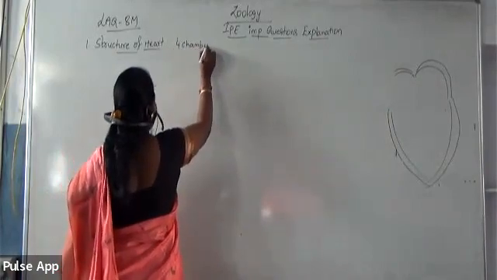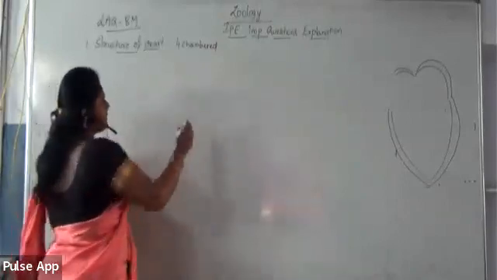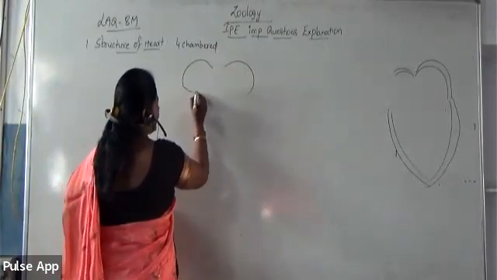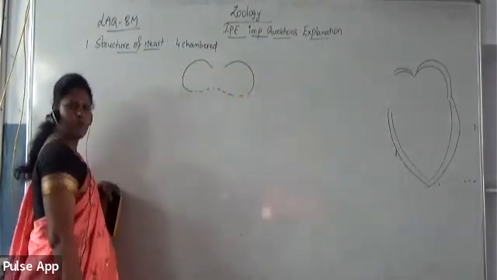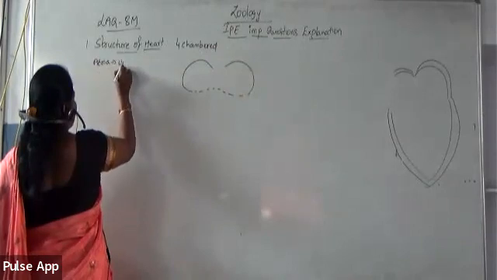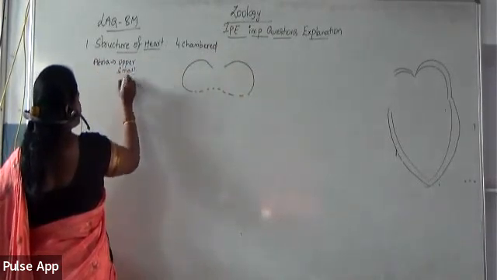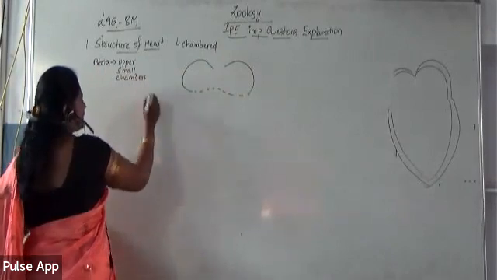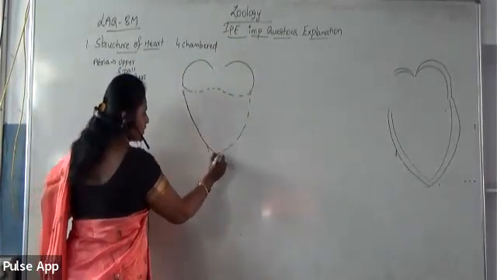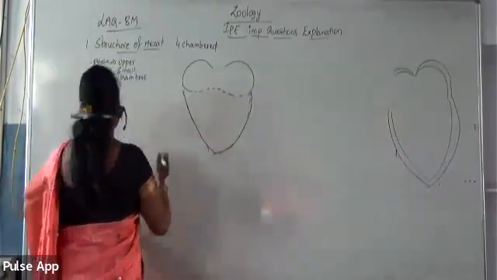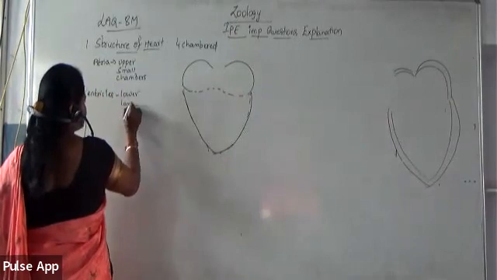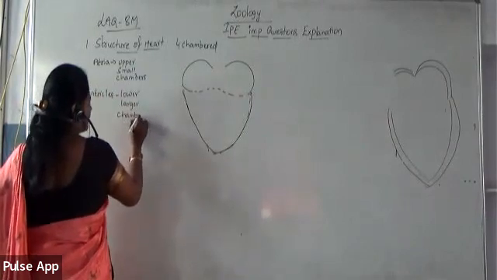So now coming to chambers, the heart is four-chambered in human beings. As I told you, the upper two chambers are called atria. Atria are the upper and smaller chambers of the heart. Whereas the lower two chambers of the heart are called ventricles, and these ventricles are the lower, larger chambers of the heart.